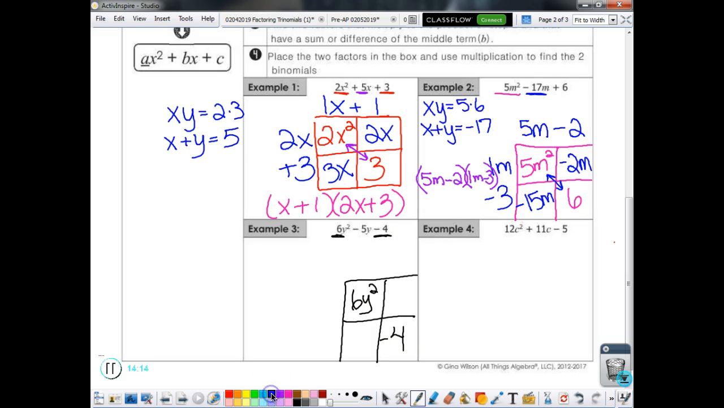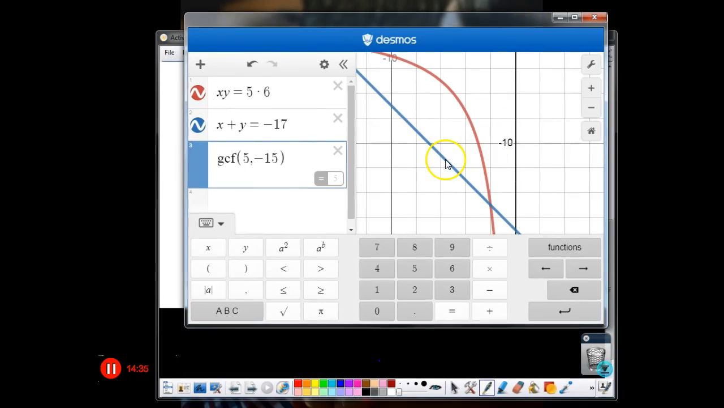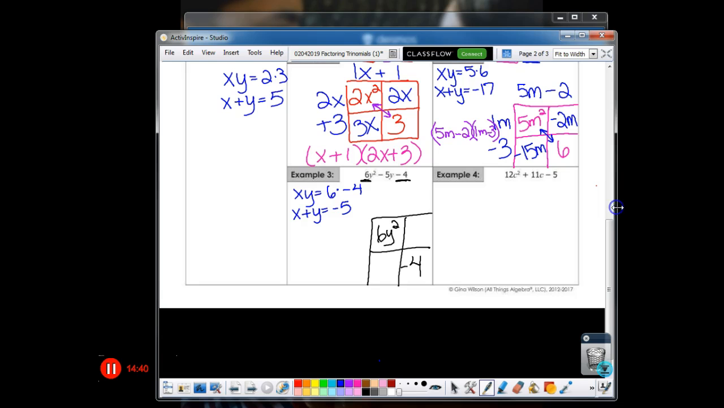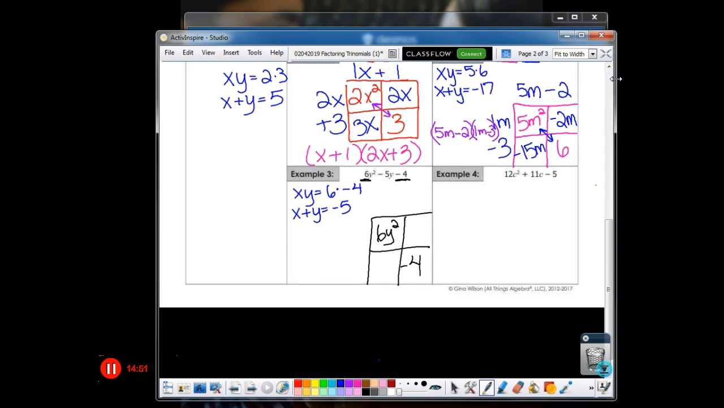Okay, so x times y has to equal what? 6 times negative 4, don't forget the negative. And then x plus y has to equal what? Negative 5. Okay, so don't forget to multiply. So I'm going to change this right here. I already forgot it. Great. 6 and negative 4. So 6 times negative 4. And then they add up to negative 5.